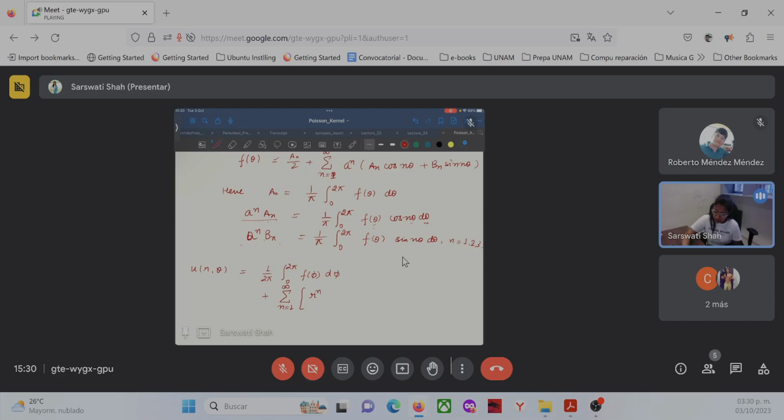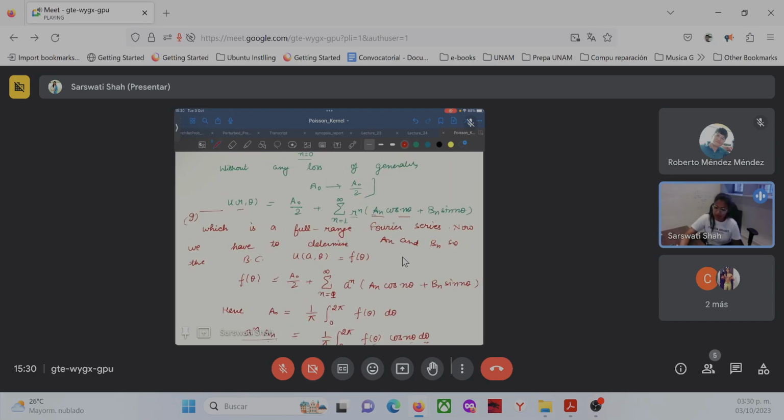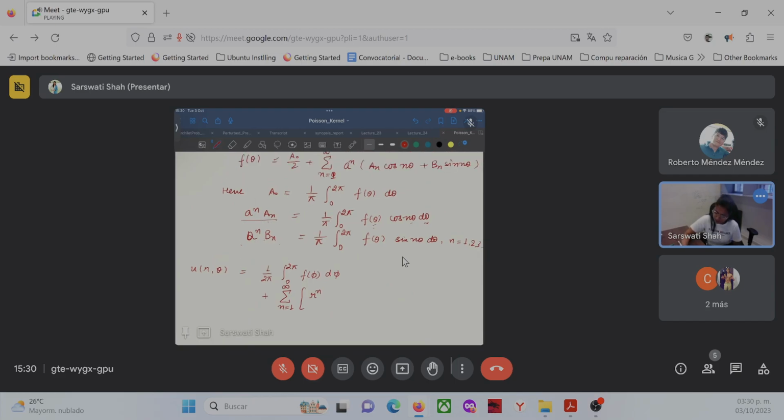R to the power n. I'm just sending this r to the power n inside of each. Cos n theta over pi integration 0 to 2 pi cos n phi f phi d phi plus r to the power n a to the power n sine n theta over pi integration 0 to 2 pi sine n phi f of phi d phi.